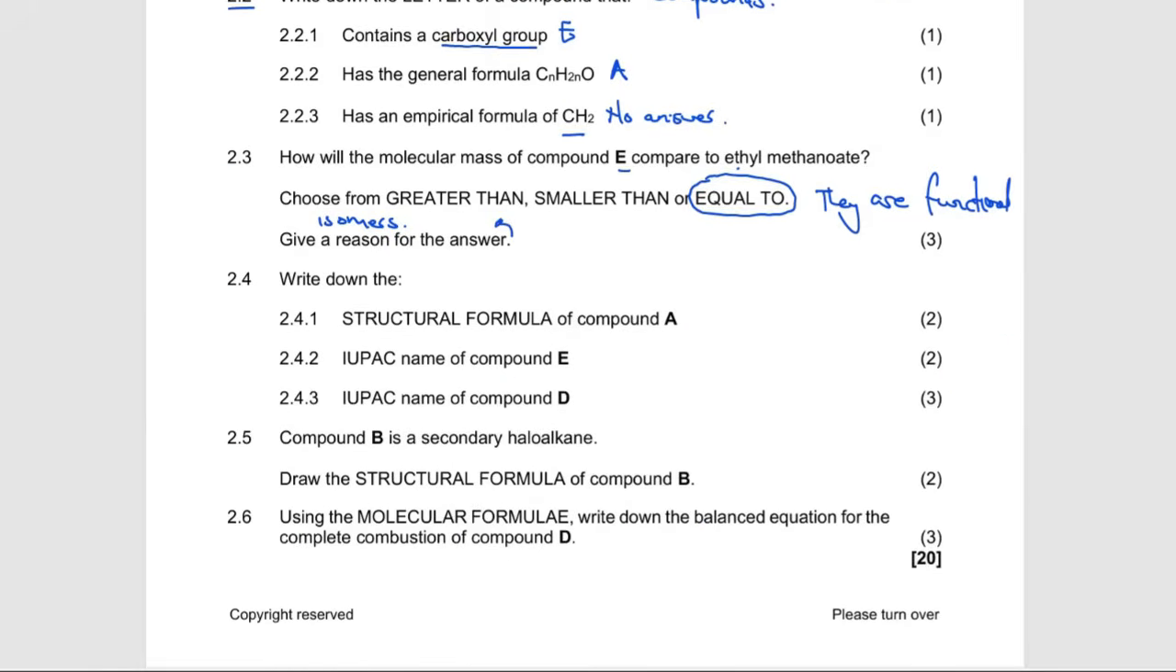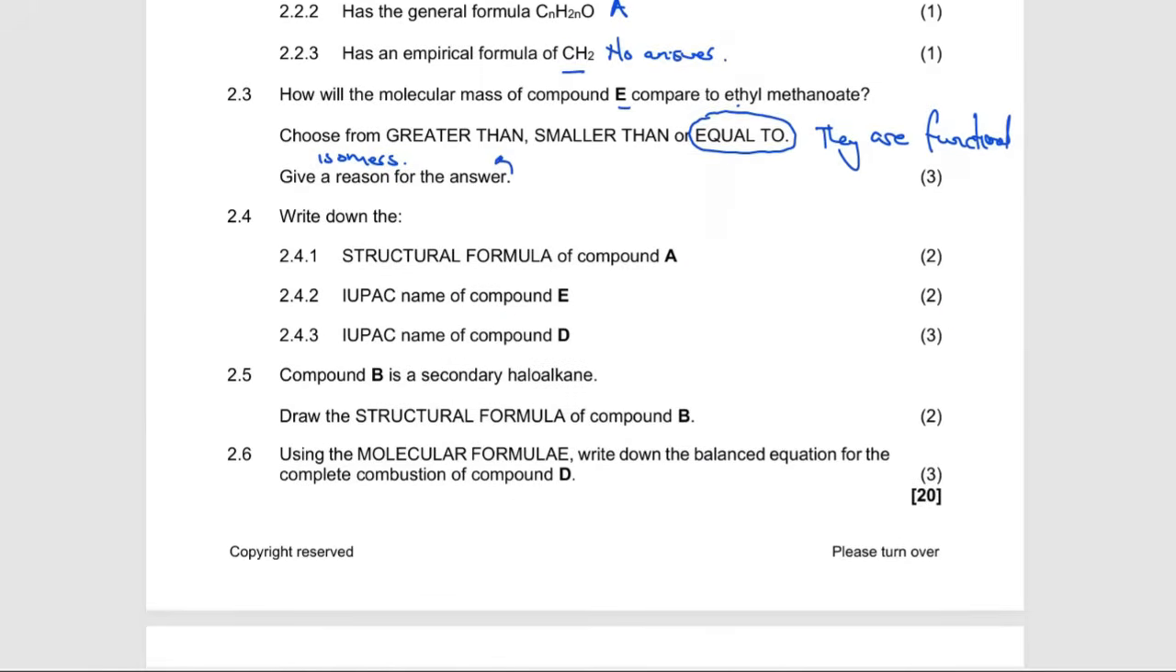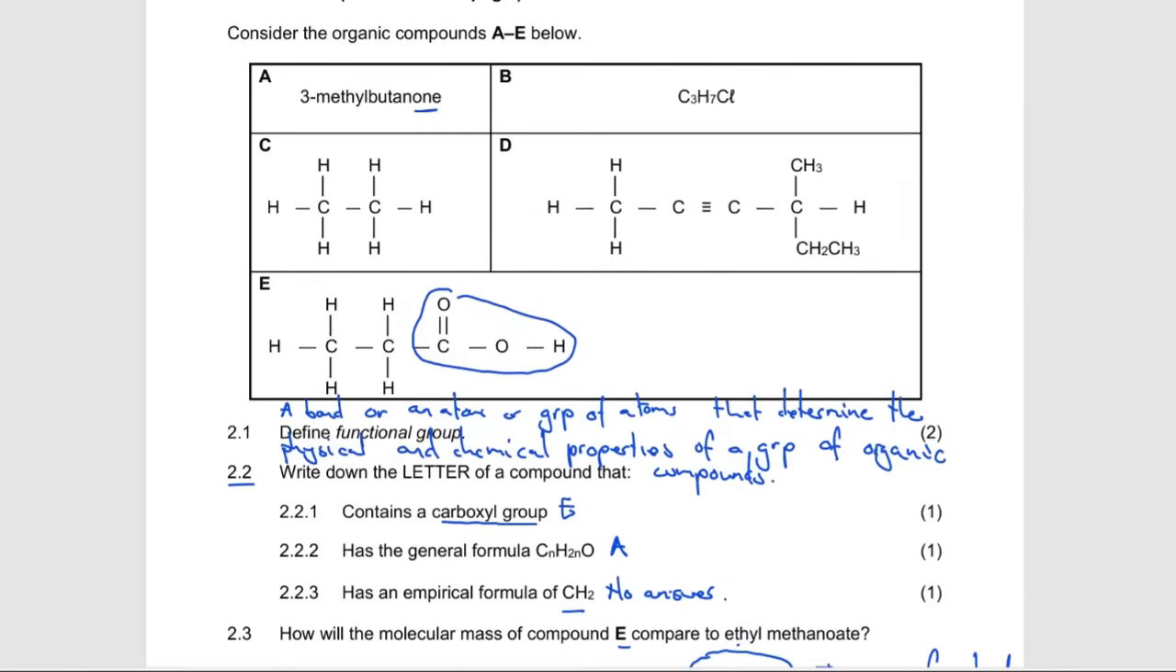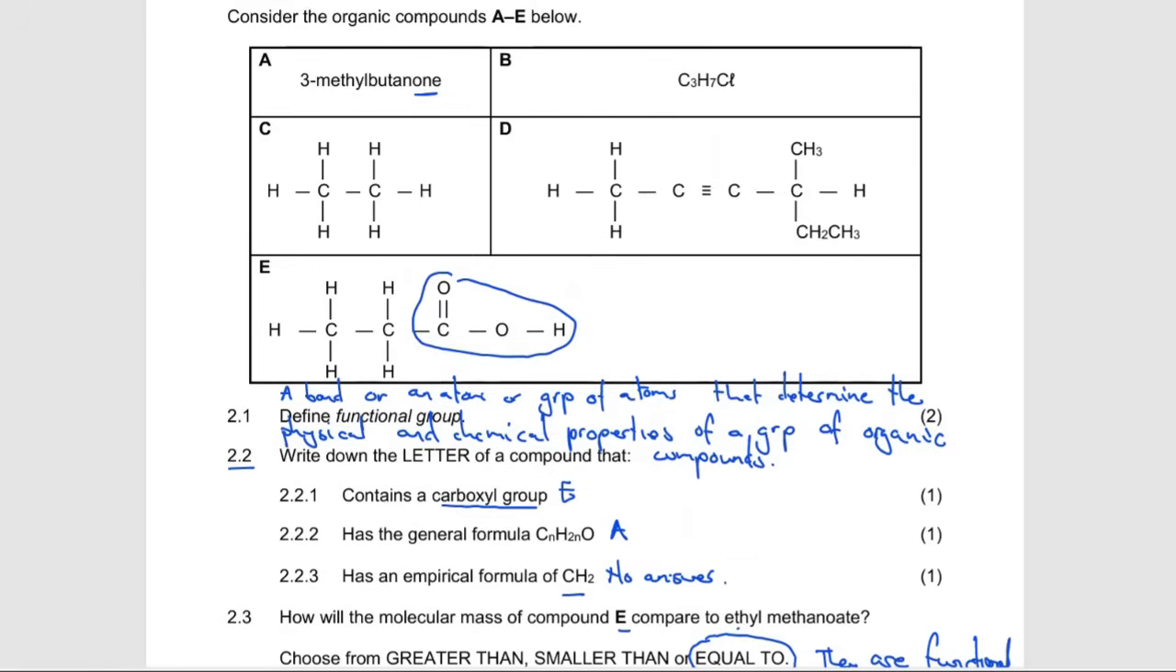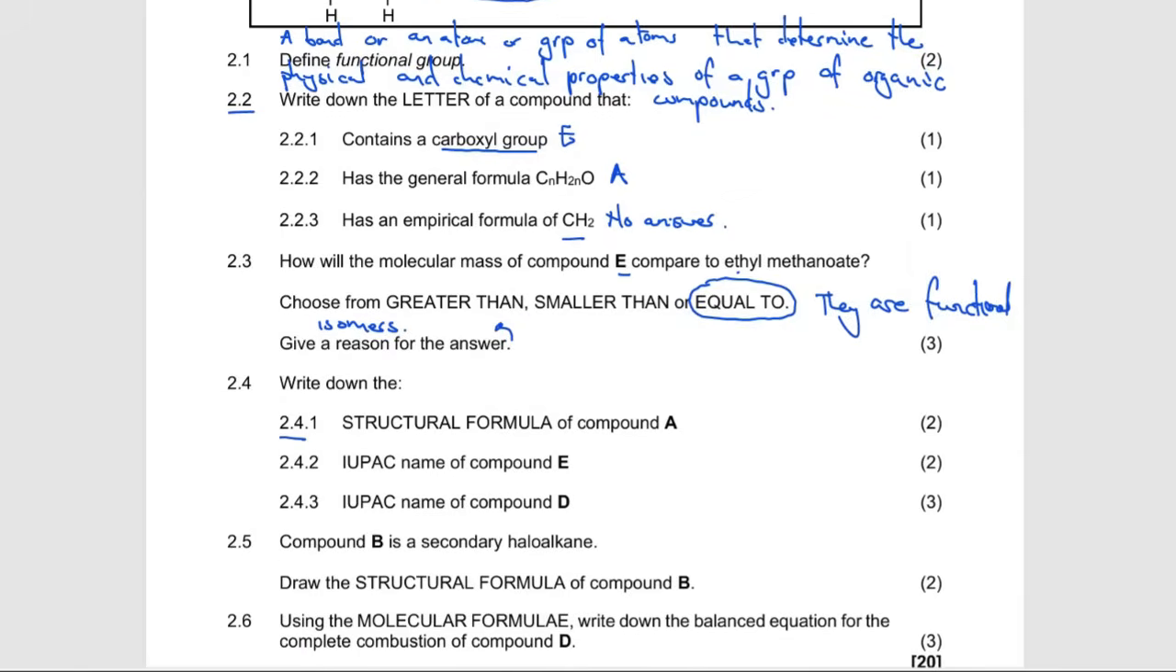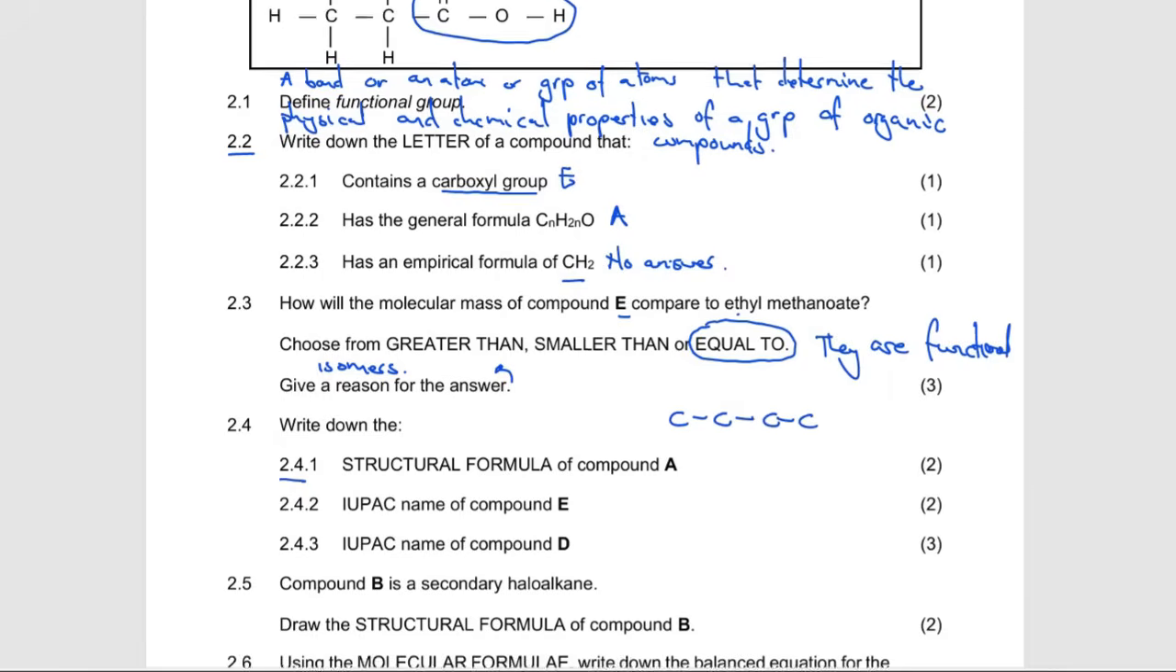Now it says write down, in 2.4.1, the structural formula of compound A. Compound A is 3-methyl butanone, which is a ketone, and the but refers to 4 carbons. So I'm going to write the structural formula with the longest chain having 4 carbons: 1, 2, 3, 4 for but.